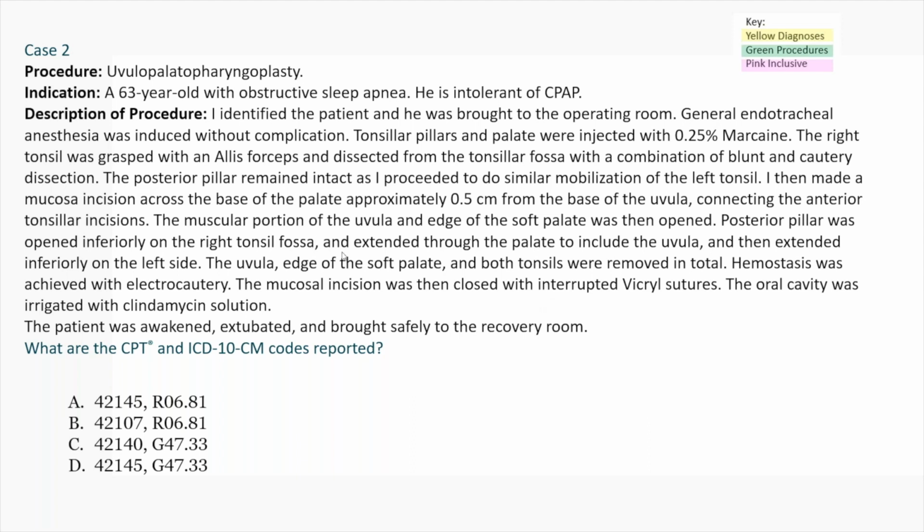The uvula, edge of the soft palate, and both tonsils were removed in total. Hemostasis was achieved with electrocautery. The mucosal incision was then closed with interrupted visceral sutures. The oral cavity was irrigated with clindamycin solution. The patient was awakened, extubated, and brought safely to the recovery room. All right, coders, your time starts now.